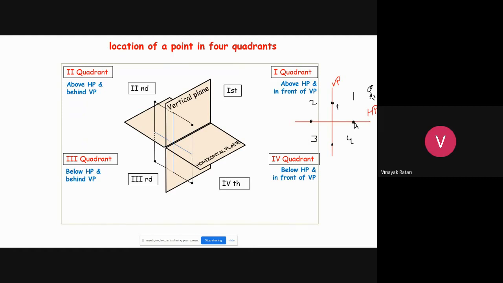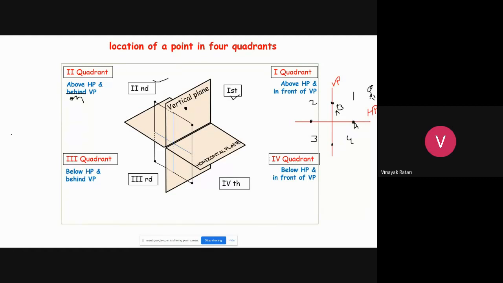Now we'll move on to point B. So it is above horizontal plane. You can clearly see here it is above horizontal plane and on vertical plane. So if a question is given, a point is on vertical plane and above horizontal plane, it means a point lies in first as well as second quadrant.